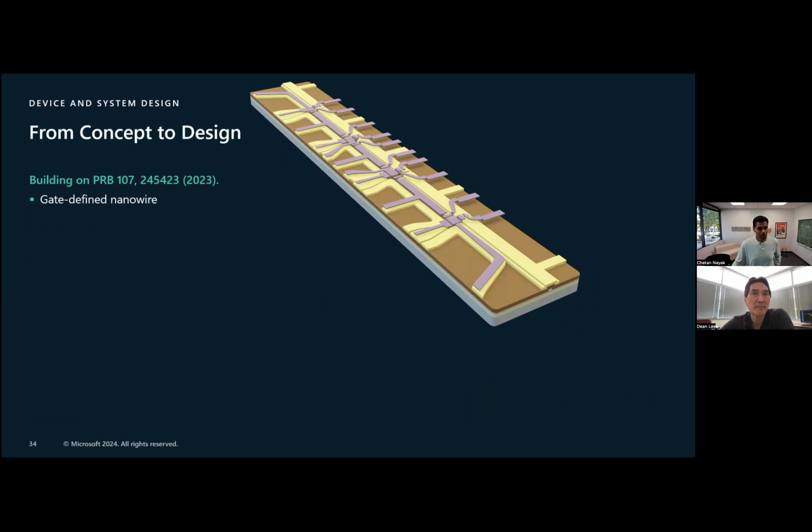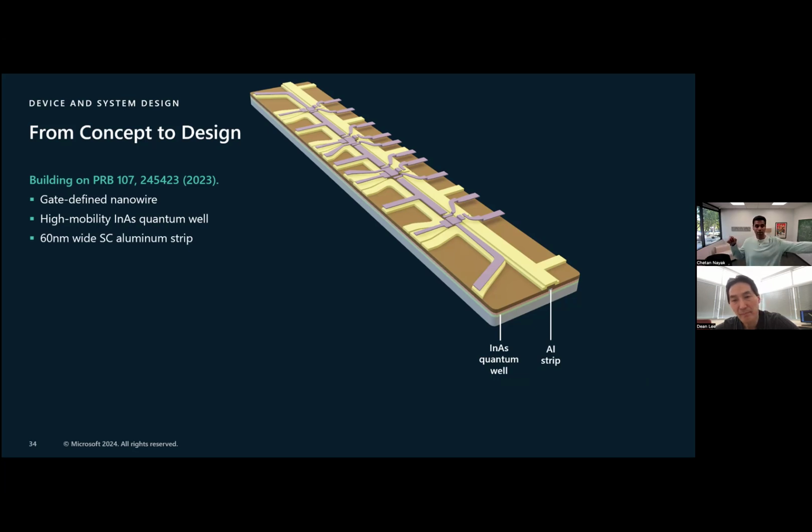So these various gates that are over here define a nanowire that's based on an indium arsenide quantum well. By quantum well, we mean that the electrons are confined to live in flatland and only move in this two-dimensional layer of indium arsenide. With the gate, there's an aluminum strip here. So there's a roughly 60 nanometer wide and several microns long aluminum strip. And underneath that aluminum strip is the active region where we induce superconductivity in the semiconductor.